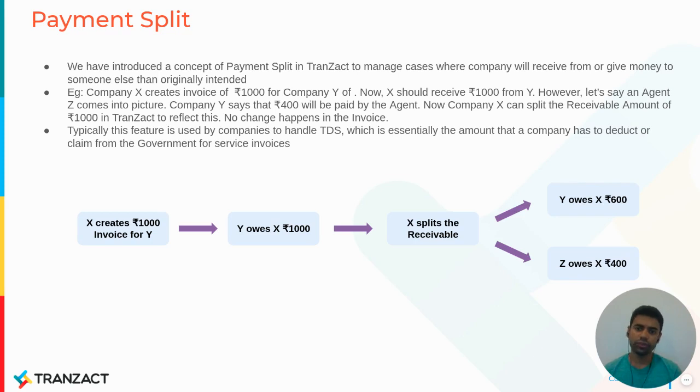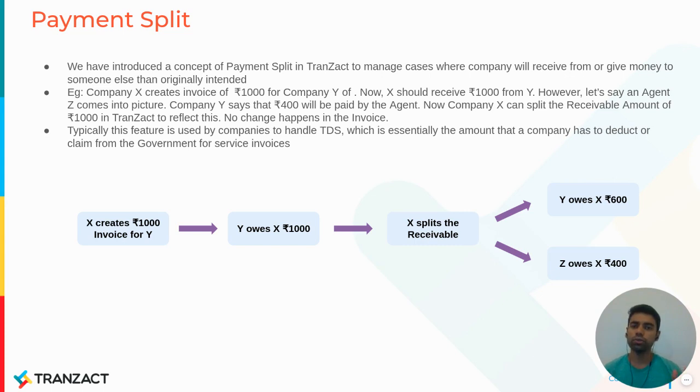The last section that we are going to see in the payments module is payment split. So payment split is a concept that has been introduced in TranZact to manage the cases where the companies will receive money or give money from somebody else than originally intended. So for example, I generated an invoice of say 1,000 rupees for a company, right? But the company is saying that, okay, we are not going to pay you the whole amount, 1,000 rupees. We'll pay you the 600 rupees, and 400 rupees you have to collect from my agent.